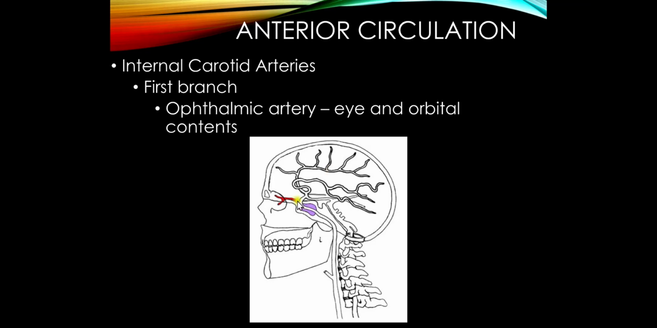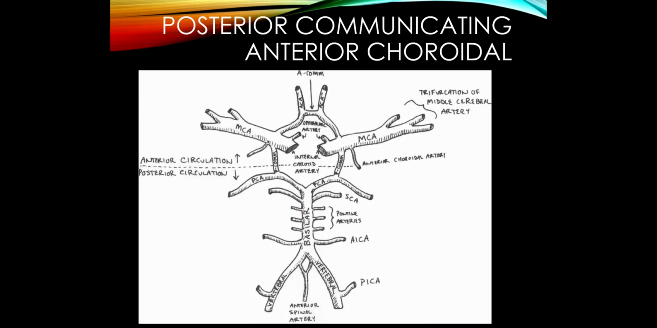Here, this first branch supplies the eye, the orbital contents. In our neuro-ophthalmology lecture, we will talk about what happens if we have an occlusion of the ophthalmic artery. Next, we have the posterior communicating artery.